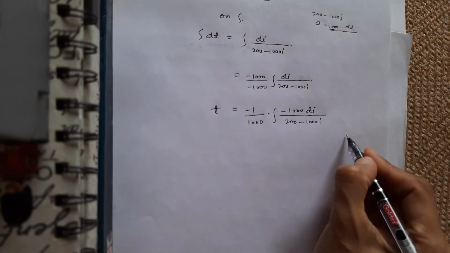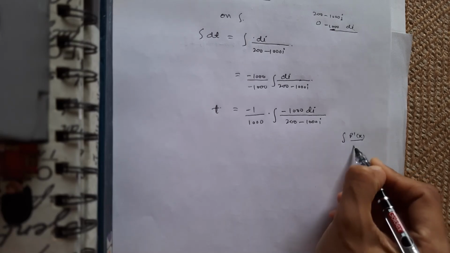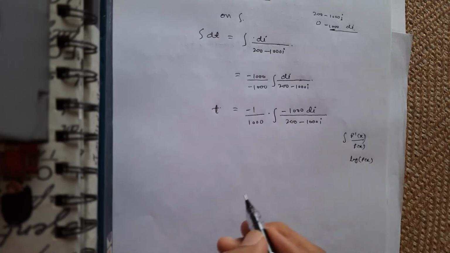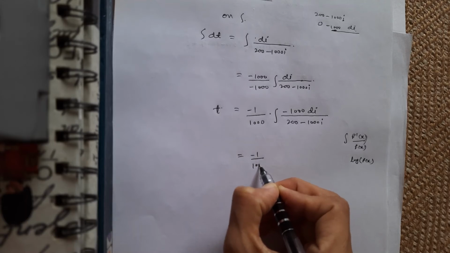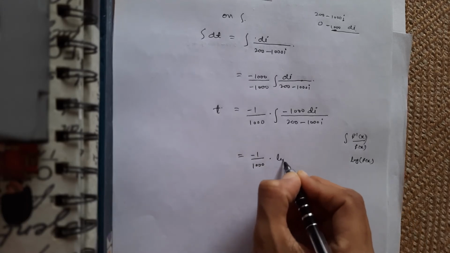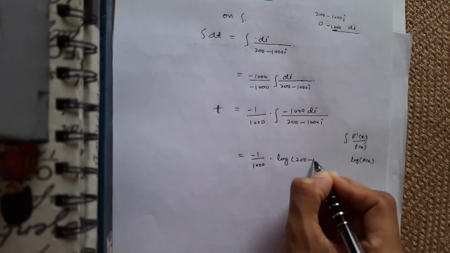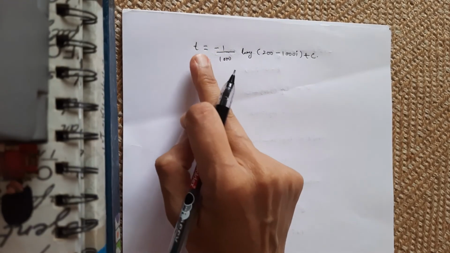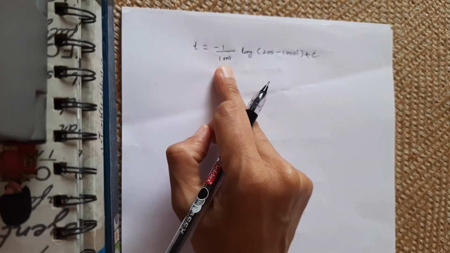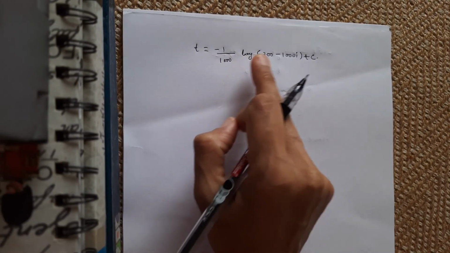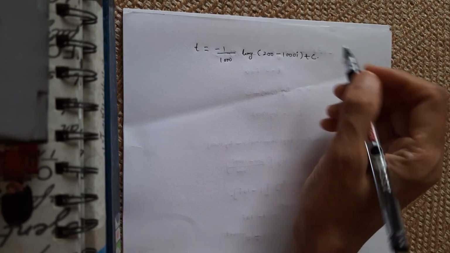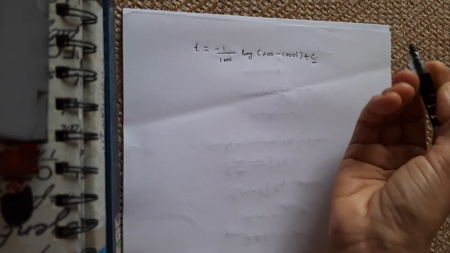So now I have the derivative and the function together. So the integration is log of fx, we know that. So I am just writing it here, minus 1 upon 1000 into log of 200 minus 1000 I plus c. This is the integration. So I am getting this value here, t equals minus 1 upon 1000 log of 200 minus 1000 I plus c. So from this I first need to find out the value of C because it's the constant.